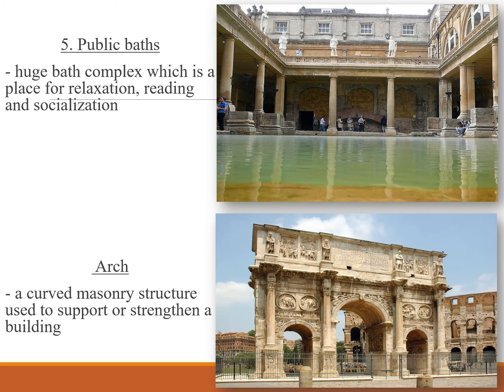Next, we have the public baths. Now, the public baths, class, was a huge bath complex, which is a place for relaxation, reading, and socialization. Another example is the arch.